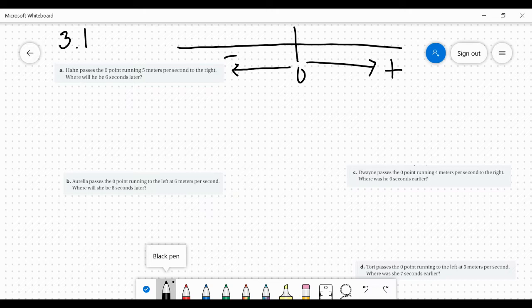And anytime the runner goes to the left of 0, we're going to think of that as negative. Now, there's also going to be time after and time before. Whenever we think of time after, we're going to think of that as positive. And anytime we're thinking about where they will be before, we're going to think of that as negative.